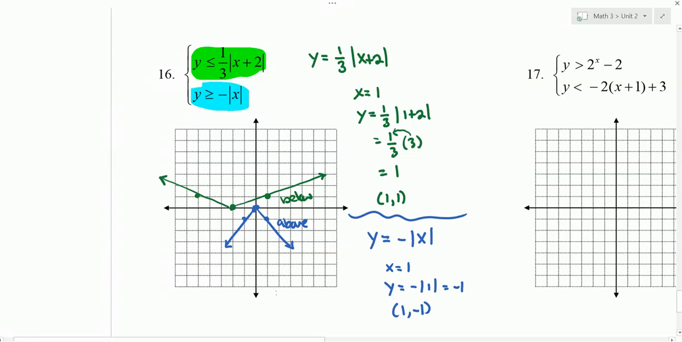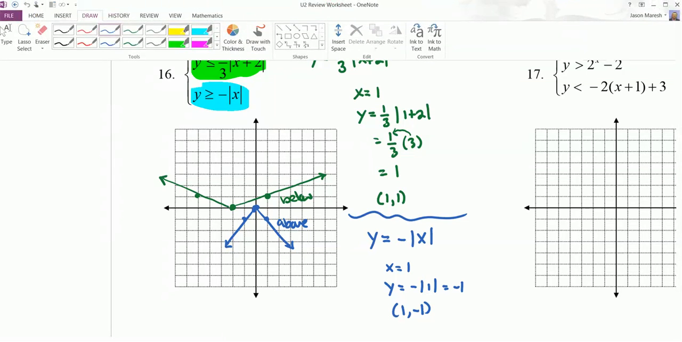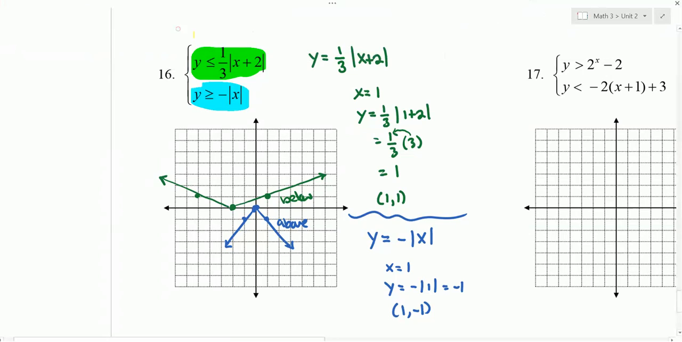So below the green, above the blue, what does that look like? Well, that's going to be everything in here. And it climbs over here. Something like that.